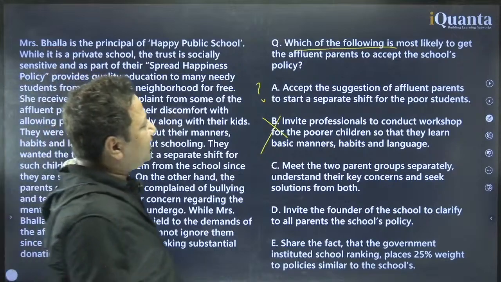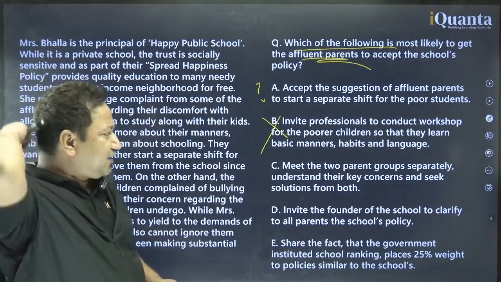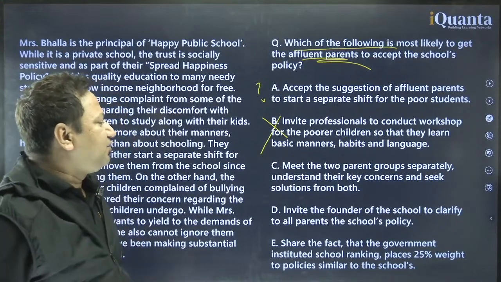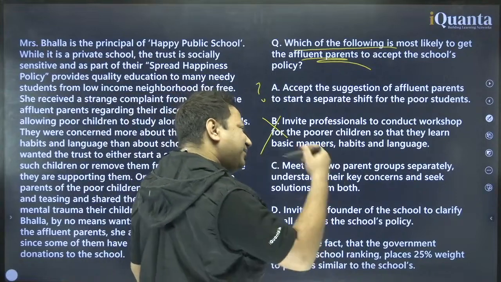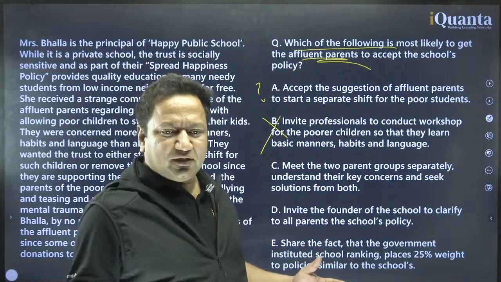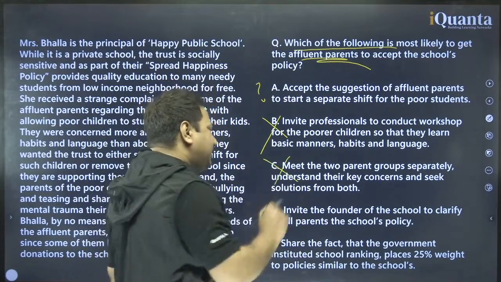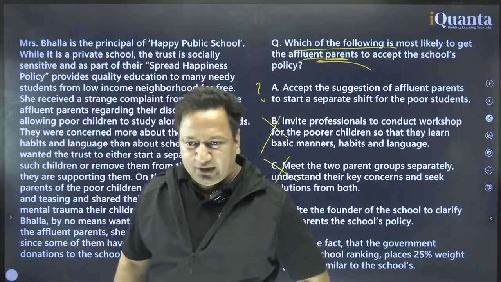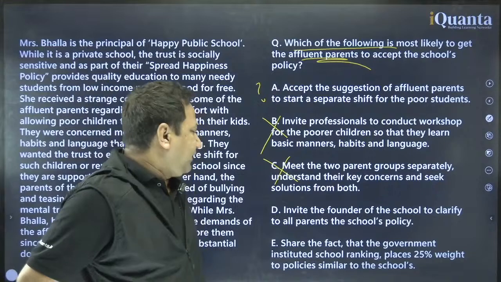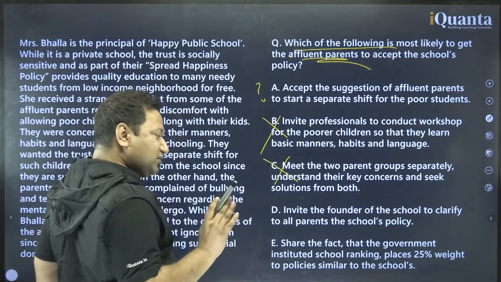That's what they're asking affluent parents to accept. Okay. See, C. Meet the two parent groups separately, understand their key concerns, and seek solutions for both from both. Basically, they have met the parent groups separately, and both the parent groups have some kind of problems, some kind of complaints. So of course, this has happened, and this won't be of any further help. Cool. D. Invite the founder of the school to clarify to parents the school's policy.